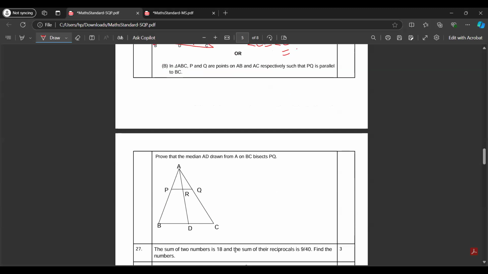Now see, in triangle ABC, P and Q are points on AB and AC such that PQ is parallel to BC. How will you prove it? Ma'am, by BPT. Yes, by BPT only you will prove it. The converse of BPT, you will prove. Okay, now I'm going to share it with you. Kindly solve it.